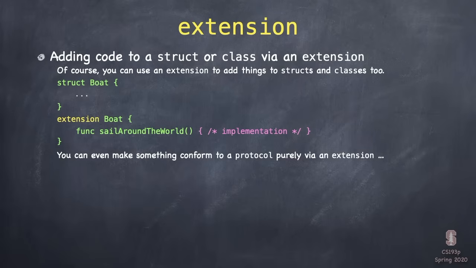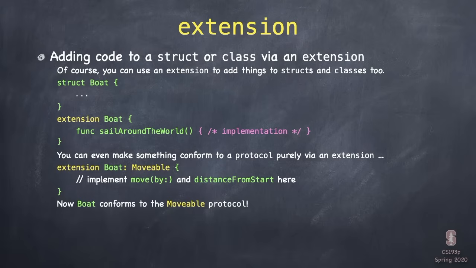You can even make something like a boat conform to a protocol purely by using an extension. So boat doesn't implement any protocols right now, but I can make boat implement movable by having an extension to boat that says : movable, and then in that extension, implement move by and distance from start. Now boat is a movable, and I added it totally with extension. It's not an uncommon thing to do, to take a struct or a class and make it conform to a protocol using purely an extension where you add the code in an extension.